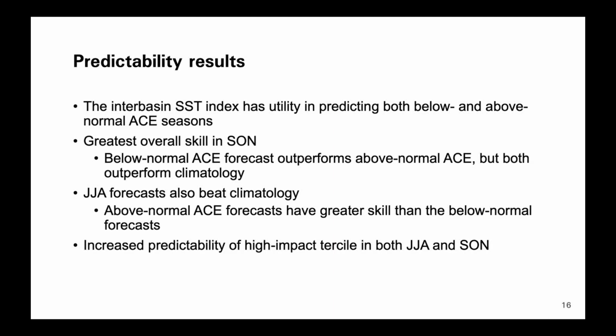So to summarize some of the predictability results, if we take this together with our previous understanding, these forecast skill metrics suggest that the Interbasin SST index has some utility in predicting both the below and above normal ACE seasons. The greatest amount of skill is found in SON, which coincides with the growth of Nino 3 SST anomalies that are related to ENSO's phase locking to the seasonal cycle and its peak in boreal early winter. The early season forecasts also improve on climatology, where the JJA above normal ACE forecasts have been shown to have greater skill than in the below normal case. These results are encouraging, especially as it appears that the high impact above normal ACE tercile is seeing increased predictability in both seasons.